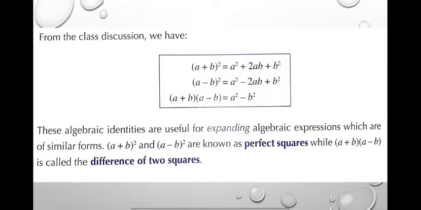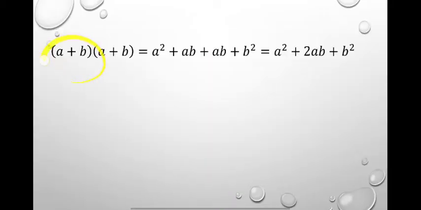Now, from that discussion, we can conclude a formula which is (a plus b) squared. Again, (a plus b) times (a plus b) will mean (a plus b) squared, right? Because when you multiply something with something that is just the same, it will be squared.